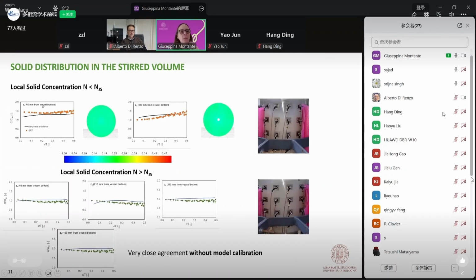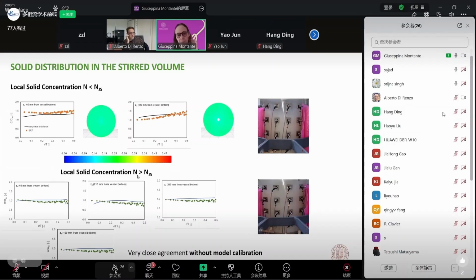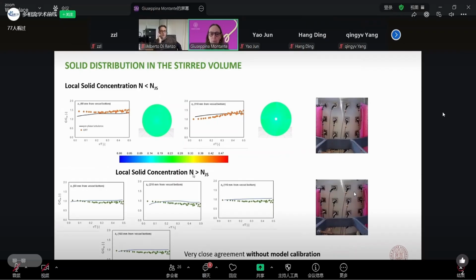In the end, if we look at the capability of the modeling choice to reproduce the experimental solid distribution inside the vessel locally, we see that there is a very good agreement, both in the case of an impeller speed below the NJS, the just suspended impeller speed, the minimum speed required to suspend all the particles in the vessel, and when we have an impeller speed that is above this NJS.